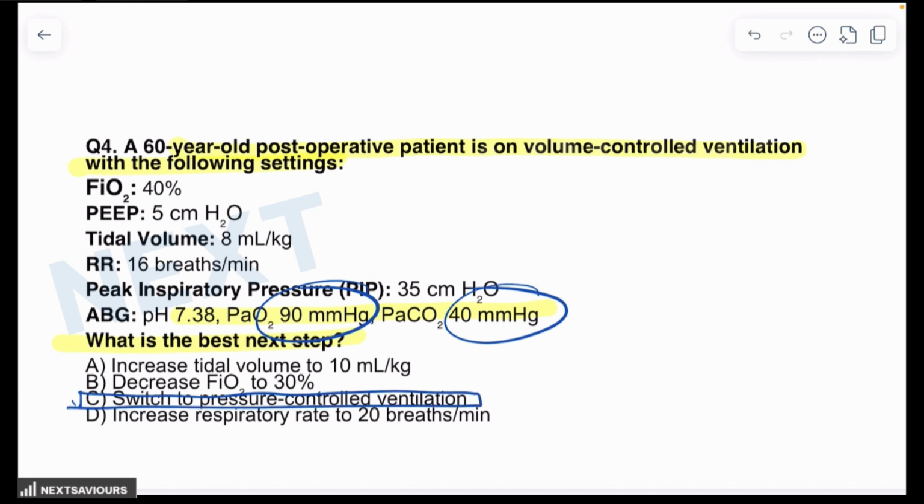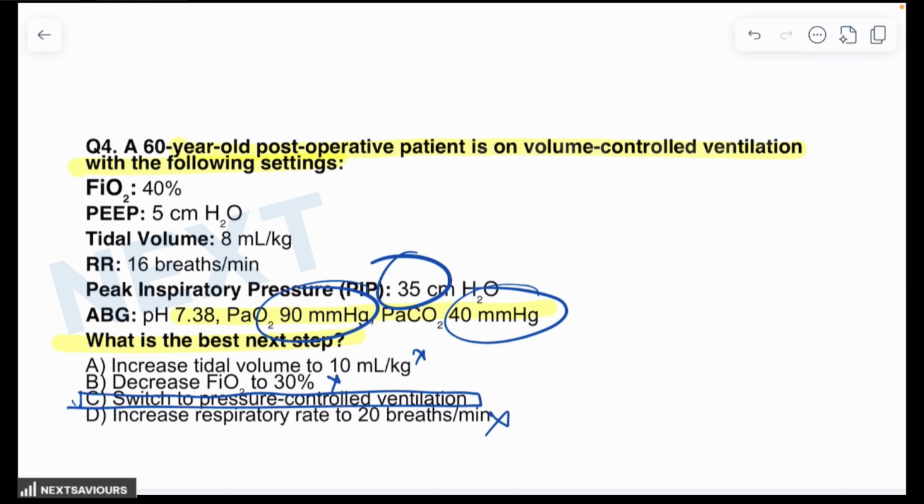Why? Because the patient has a high peak inspiratory pressure, that means PIP of more than 30 centimeters of water, which is indicative of the risk of barotrauma. So switching to the pressure controlled ventilation reduces the pressure related lung injury. So increasing the tidal volume, why not? Because it would worsen the high pressure. Decreasing the FiO2 is fine, but it does not address the PIP. And finally, why not increasing the respiratory rate? Because increasing the respiratory rate does not solve the high pressure. So you have to switch this patient to a pressure controlled mode.